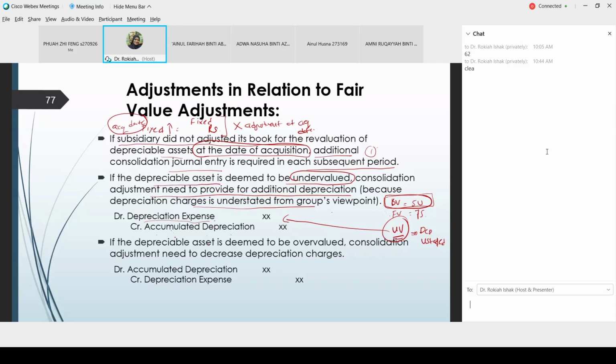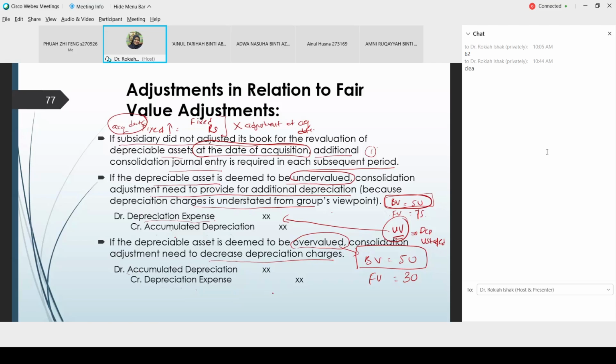If the depreciable asset is deemed to be overvalued, let's say the book value here is 50, but the fair value of the asset here is only 30. So it is said that the asset is overvalued. Once the asset is overvalued, we need to decrease the depreciation charge. How to decrease the depreciation charge? Debit accumulated depreciation, credit the depreciation expense.